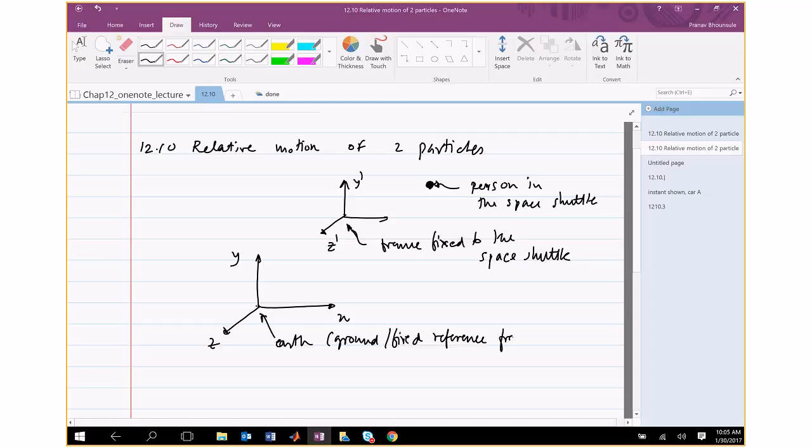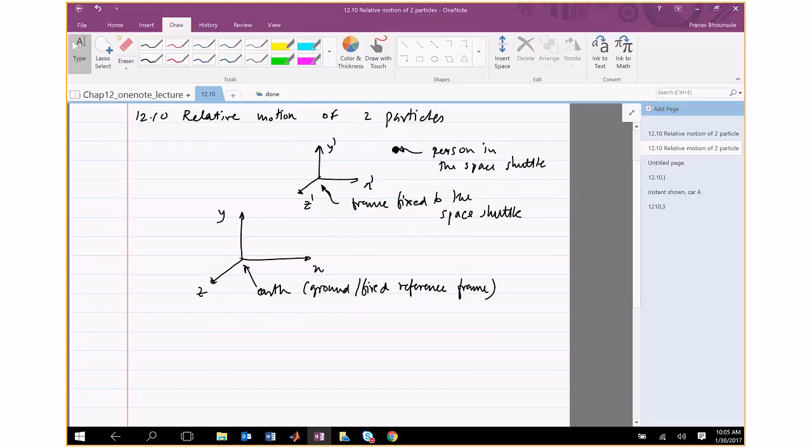That is, for all practical purposes, at least when we're calculating the motion of bodies moving in space, we would like to think that the Earth is fixed, not moving. This frame, x prime, y prime, z prime, which is attached to the space shuttle, is actually moving. And clearly, when that moves, the person inside the space shuttle is going to also move. But he could have his own motion too, right?